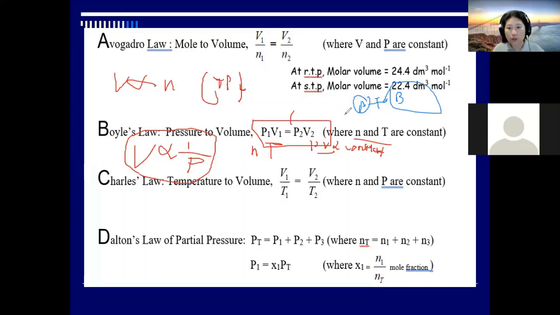You use Boyle's law to calculate the P2 pressure for A, and then you use Boyle's law to calculate the P2 pressure for B. And then you use the formula of Dalton's law of partial pressure, where the total pressure is the sum of the constituent partial pressures in the container. So it means P2 of gas A, PA, plus P2 of B, PB, added together is the total pressure, P total.